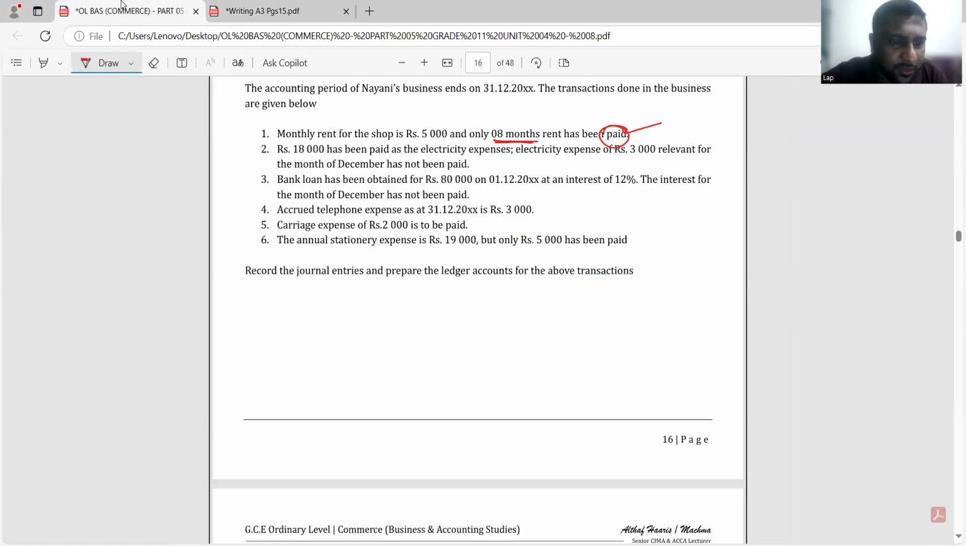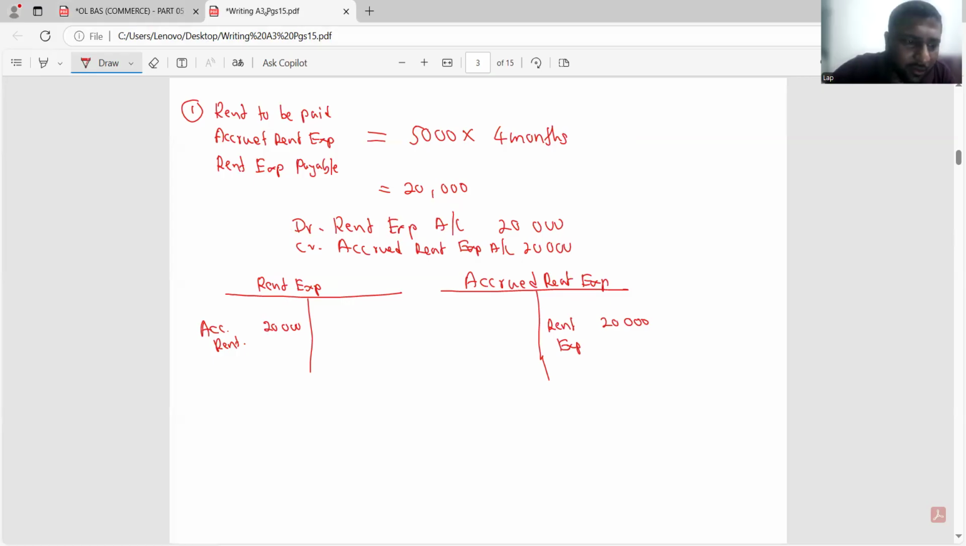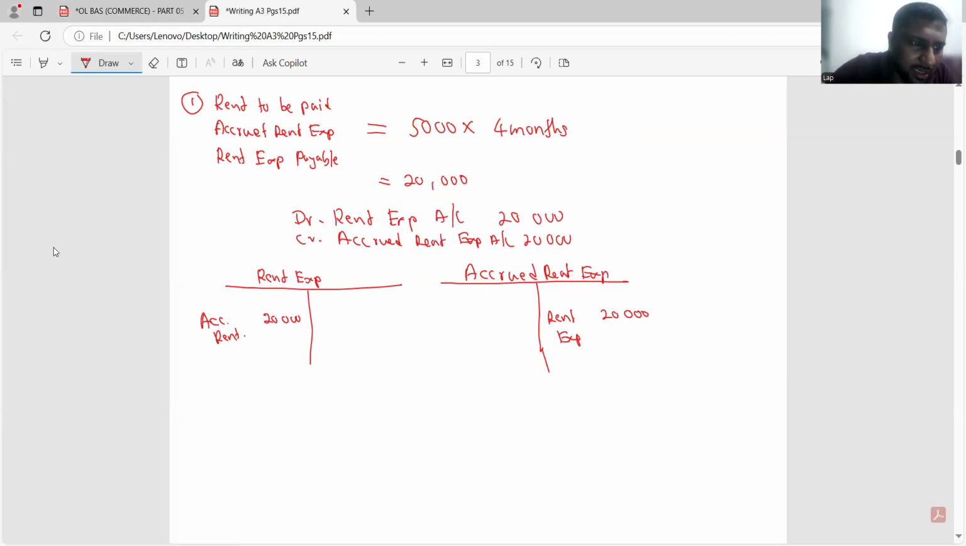Now we'll move to the next one. 18,000 has been paid for the electricity. 3,000 relevant for the month of December, not yet paid. 3,000 not yet paid. Simple, lamai. Now you should be able to write it easily.